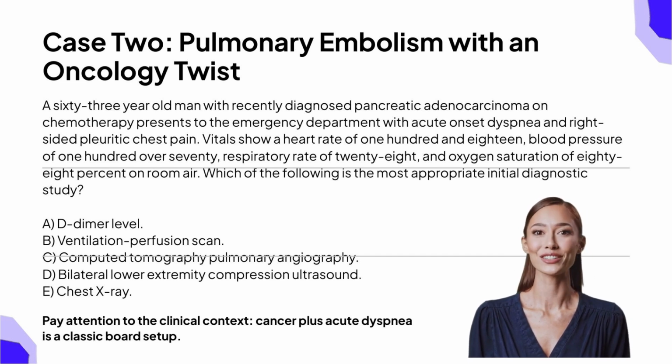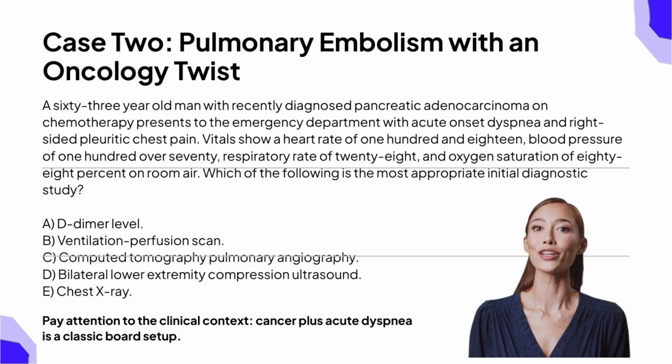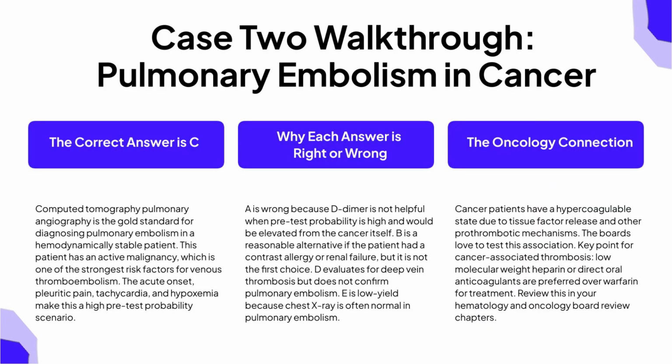The boards are testing two things here. Can you recognize pulmonary embolism? And do you know that cancer is a major risk factor? Think about what imaging you would order. The correct answer is C, computed tomography pulmonary angiography. This is the gold standard for diagnosing pulmonary embolism in a hemodynamically stable patient.